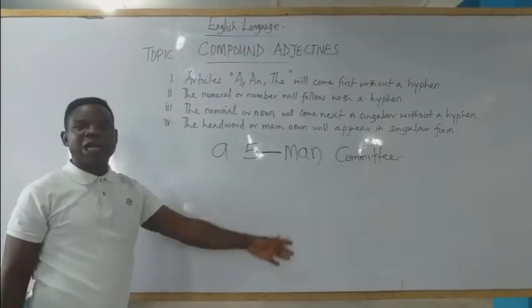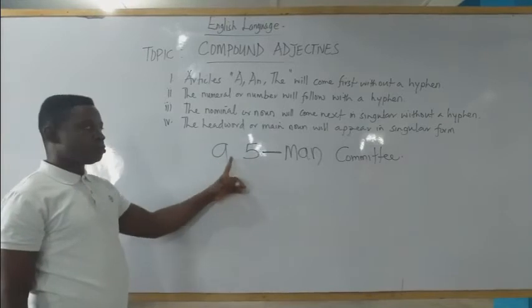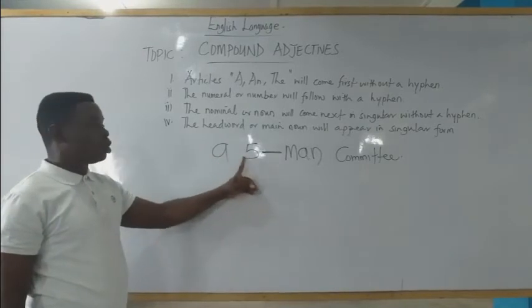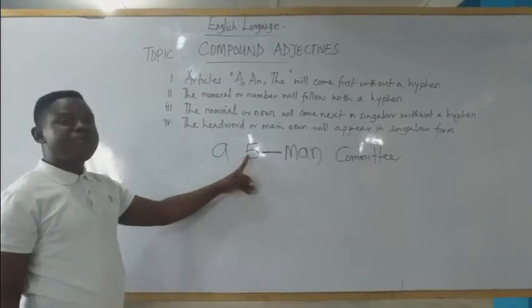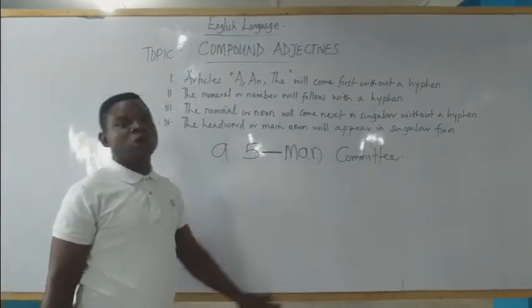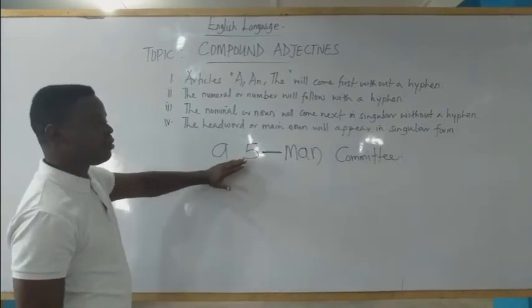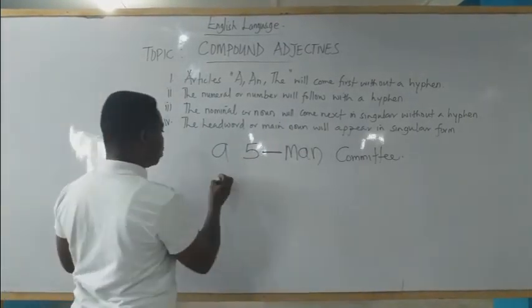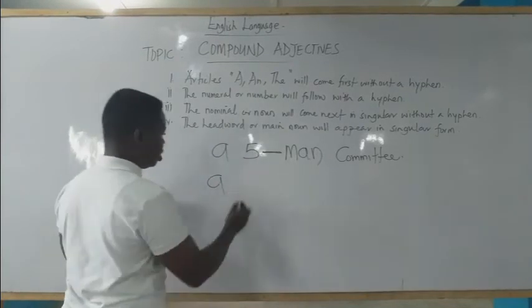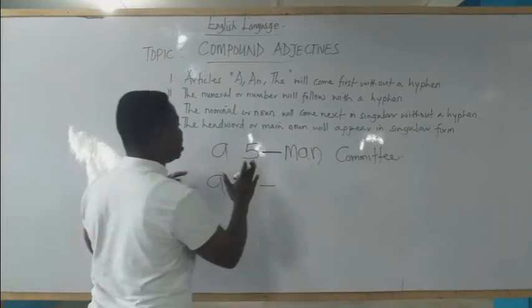Now, this is a singular word that has different components. What are the components? We have an article. We have a numeral. We have a nominal. And what? Head word. So this is an instance of what? Compound adjectival formation. Another example, we can have what? A 7 hyphen. Okay, let's write them in words.